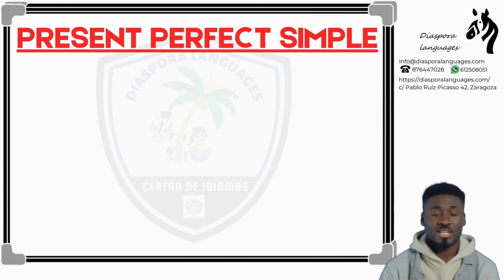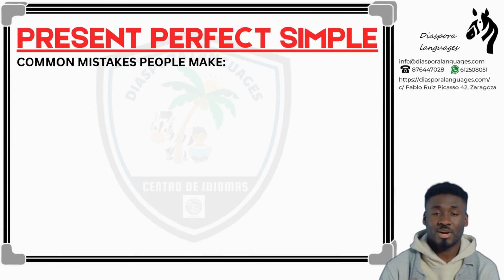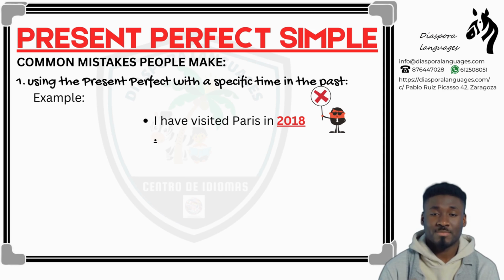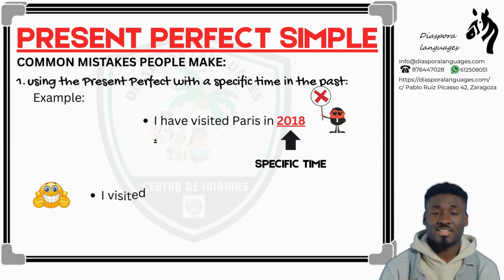Now, let's talk about some common mistakes people make with the present perfect. I hear these mistakes all the time, so let's make sure you don't fall into these traps. One big mistake is using the present perfect with a specific time in the past. If you say I have visited Paris in 2018, that's incorrect. Why? Because 2018 is a specific time in the past. The correct way to say it is I visited Paris in 2018 using the past simple instead.